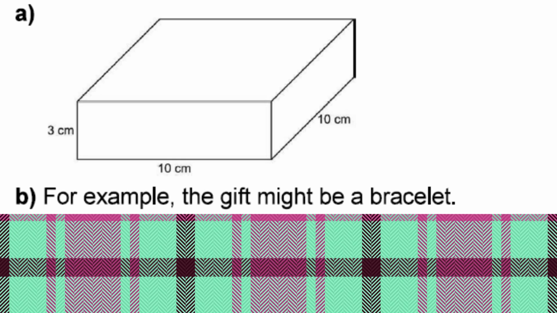As well, the second part of this question asked, what type of gift could be included in that box? Now remember the dimensions, 10 centimeters by 10 centimeters by 3 centimeters. Having a total volume of 300 centimeters cubed, an example of a gift could be a bracelet, a watch, or possibly a necklace.